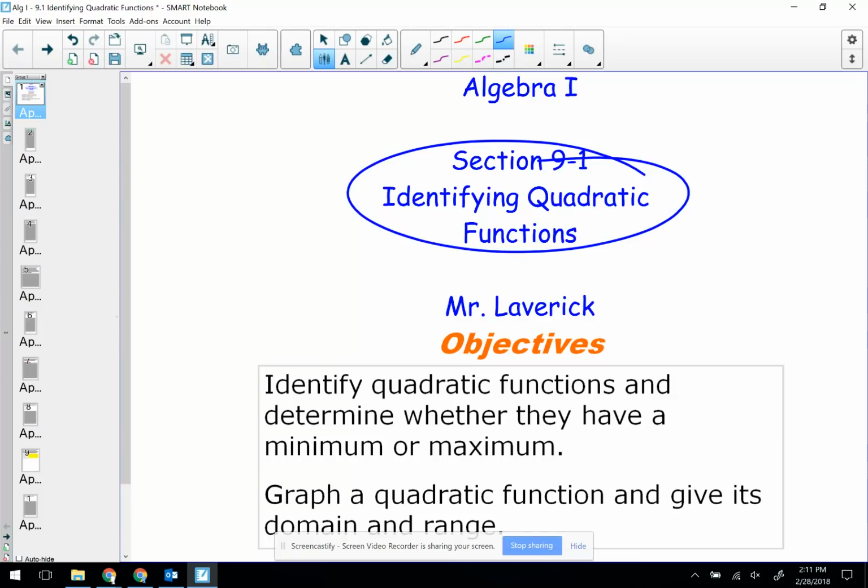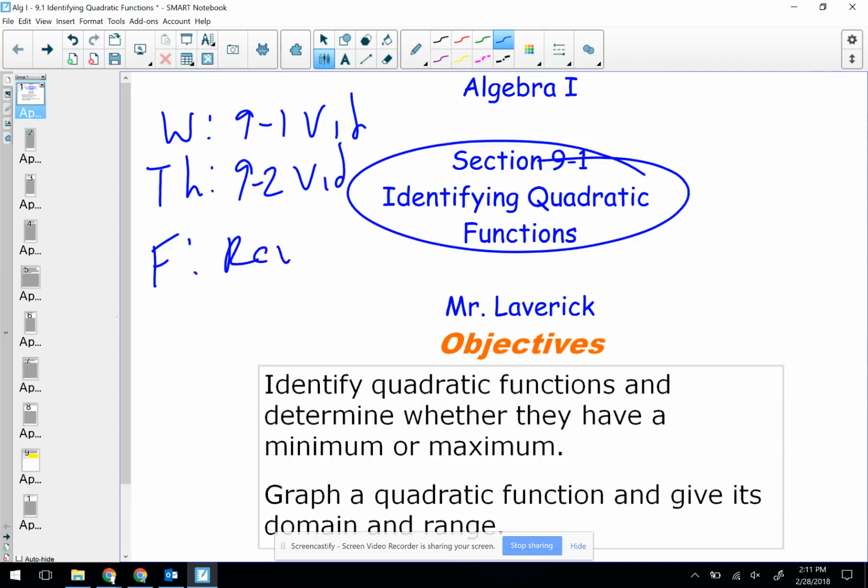And as a reminder, tomorrow I will not be here as well. You'll have another video over section 9.2, and I'm going to give you both homework assignments over section 9.1 and 9.2, and I will go over them on Friday. So again, today you watch the 9.1 video. Tomorrow is the 9.2 video, and then on Friday we will review both 9.1 and 9.2, and we will go over both homework assignments. Those will be due on Friday.